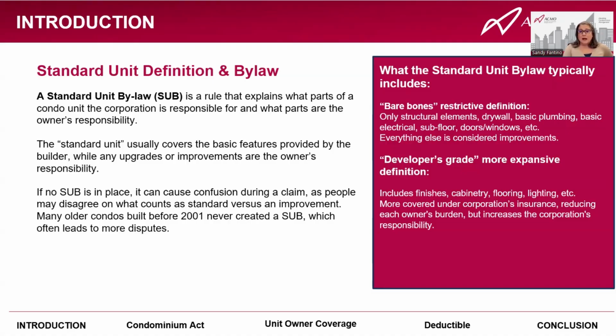What a typical standard unit bylaw might include, there's two that are pretty commonplace. One is the bare bones. Very restrictive in definition, only structural elements, drywall, basic plumbing, basic electrical, subfloor, doors, windows. Everything else is considered an improvement. Developer grade is a more expansive definition. It includes many finishes like cabinetry, flooring, lighting, etc. More is covered under the corporation's insurance, reducing the owner's burden, but it increases the corporation's responsibility.